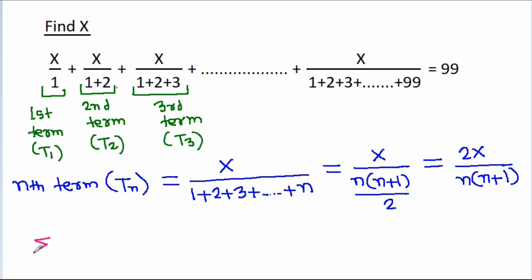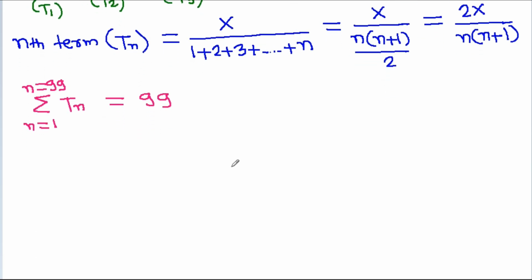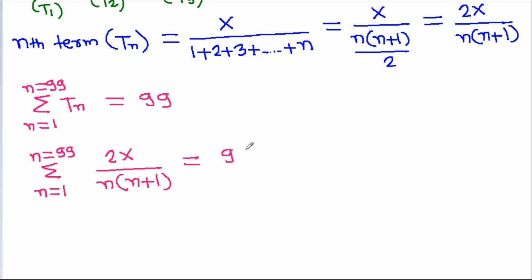And we have summation of tn from n is equal to 1 to 99 is equal to 99. It is summation from n is equal to 1 to n is equal to 99, and tn is 2x by n times n plus 1, equal to 99. 2x is independent of n, so we can take 2x out of the summation, and it is summation from n is equal to 1 to 99 of 1 by n times n plus 1.